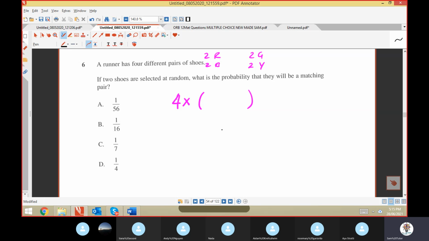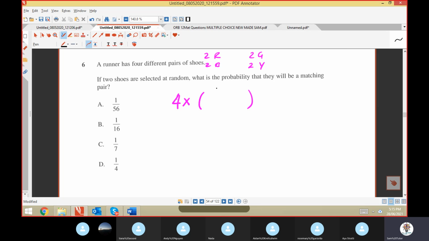Good point, actually. Maybe. I see what you've done. Select a shoe and there's a 1 out of 7 chance that's a matching pair. Yes. Why was I thinking differently? What is the probability that there will be a matching pair?